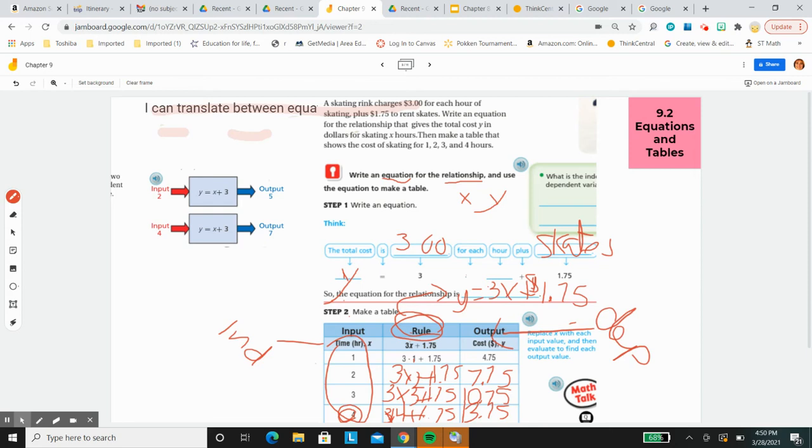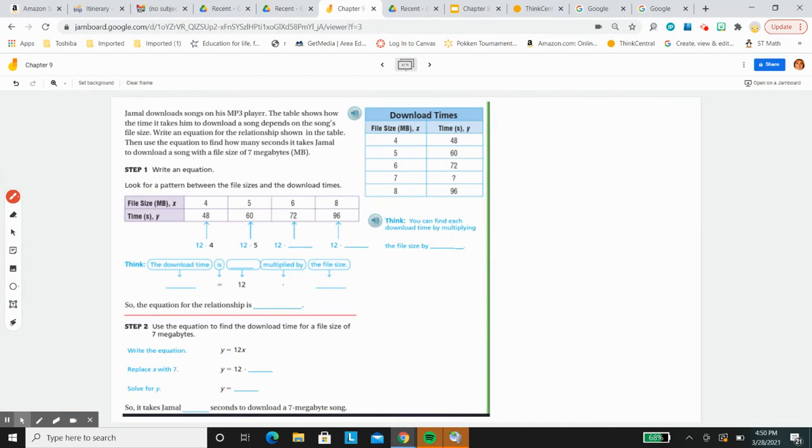So the dependent variable changed every time I changed the independent variable. Does that make sense? I hope this is making sense to you. We're working with independent and dependent variables. All right, let's take a look at the next page on page 498.